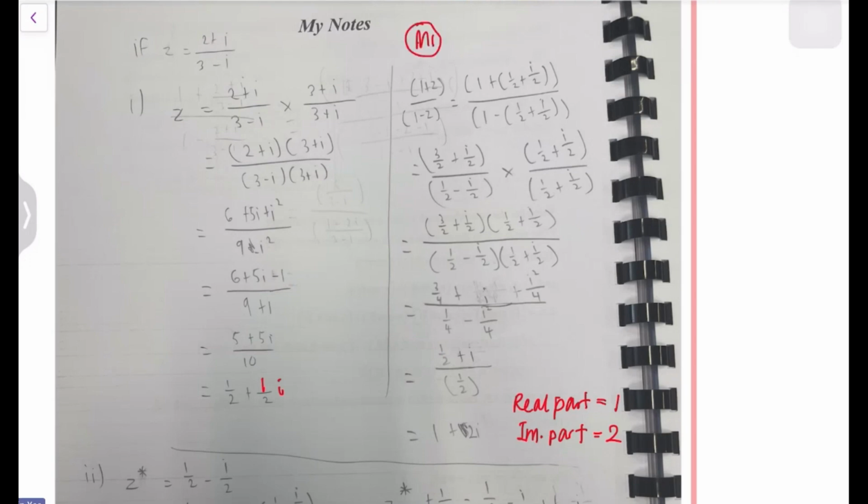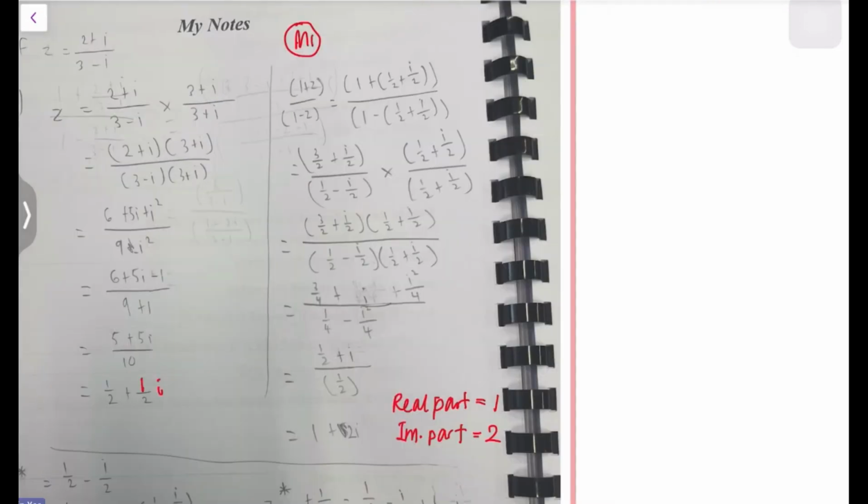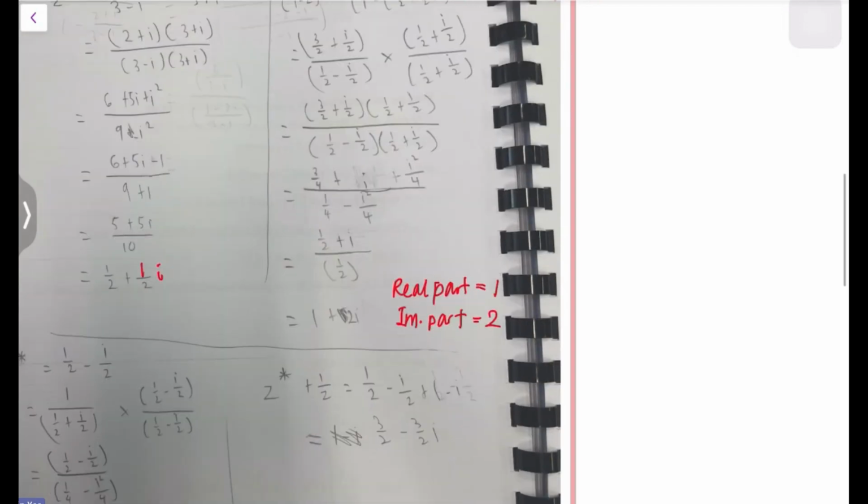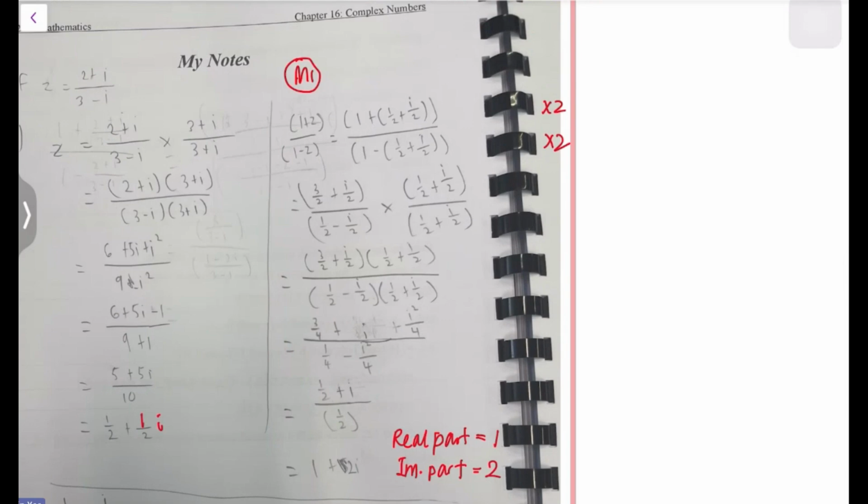Method 2, or maybe another way to simplify this, is that you see that you have a half here. Life is difficult because you need to deal with fractions. So instead, what you do is multiply by 2 on top and below. What will you get? You will get something like 2 plus 1 plus i over 2 minus 1 plus minus i. Then you continue to do all the way until you get your final answer. Now method 2.